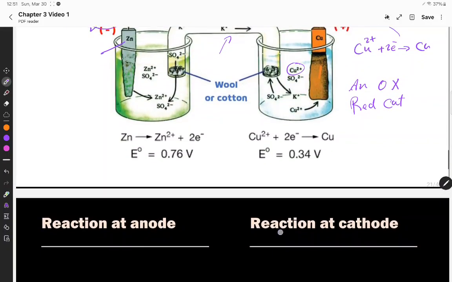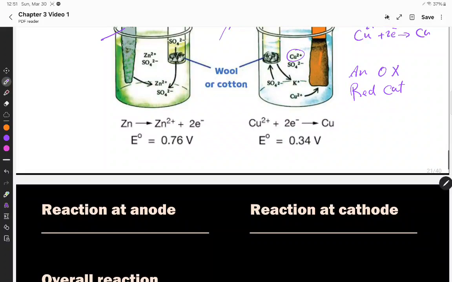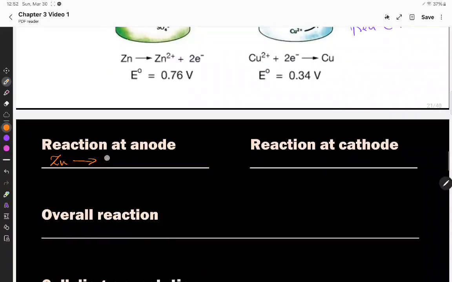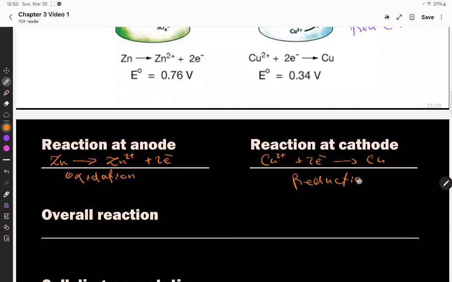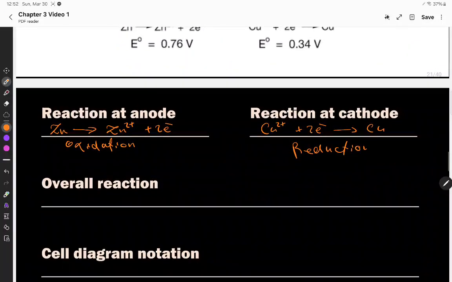Now let's see these equations and how we can write them about the cell. The reaction at the anode: zinc is going to be oxidized into zinc 2 positive plus 2 electrons. This is oxidation at the anode. The reaction at the cathode, what happens? Copper 2 positive plus 2 electrons will become copper 0. Reduction at the cathode.